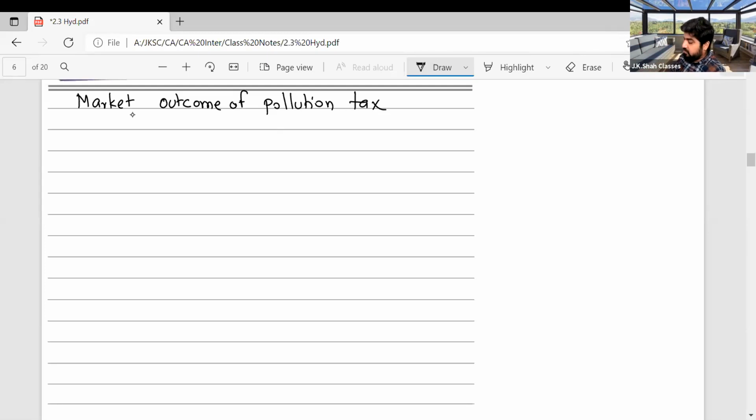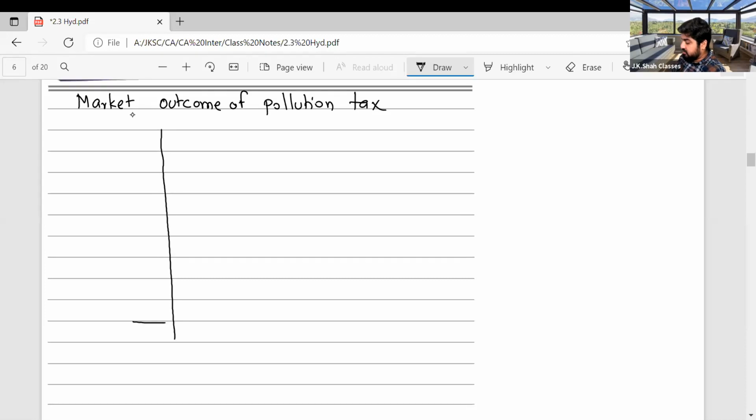So please write down, please make two axes. Y-axis, X-axis. On Y-axis, we shall be having cost and benefit. On X-axis, it will be quantity. Cost and benefit and quantity.